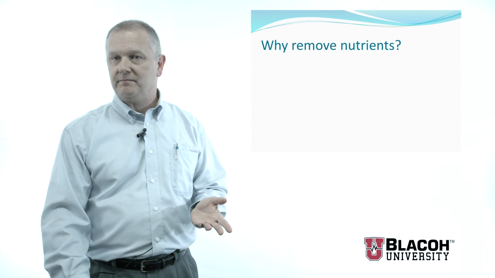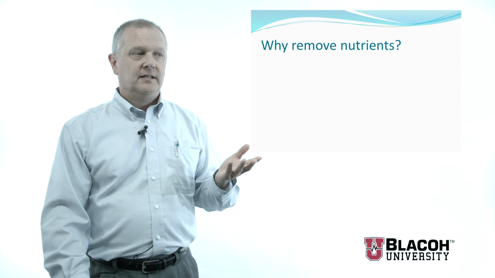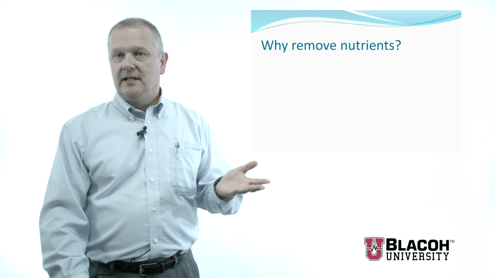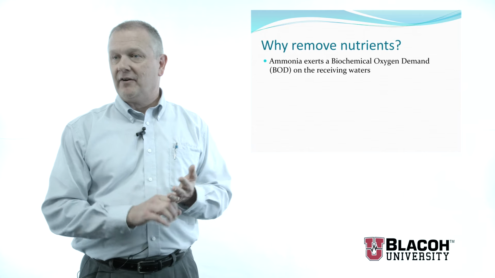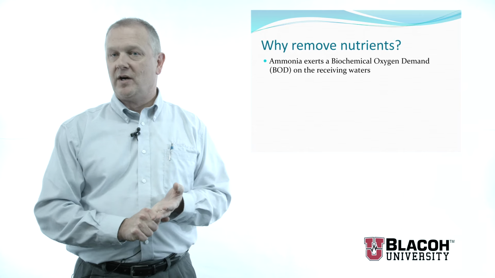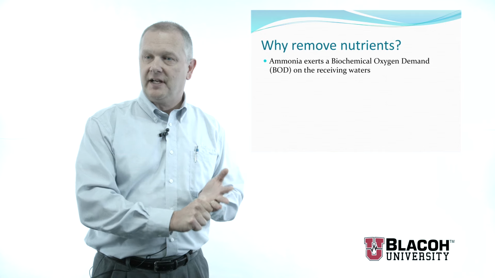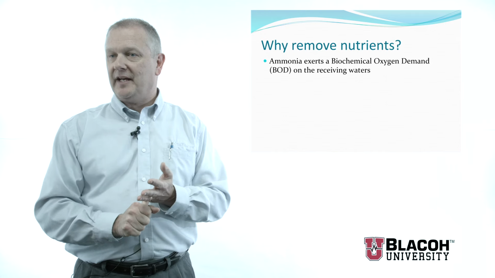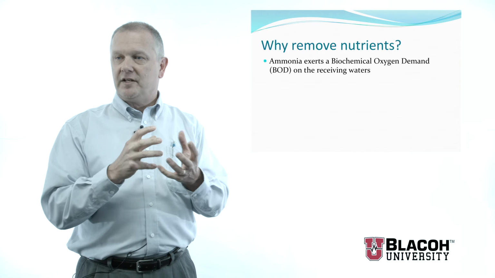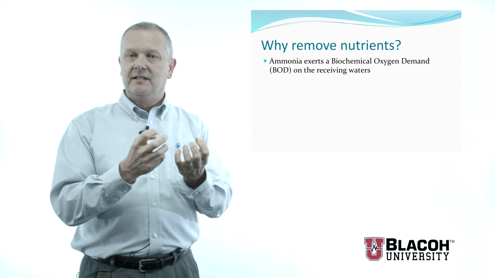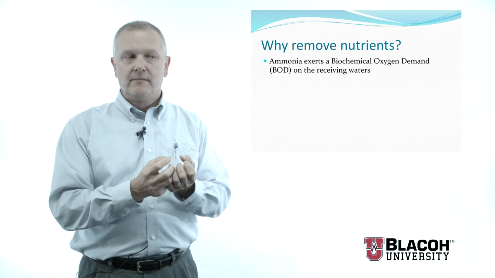Why do we want to remove them? Well, I talked about ammonia. Ammonia has a couple of problems in wastewater. First of all, it exerts a biochemical oxygen demand on water. If you saw our first session, I explained biochemical oxygen demand, which is a measurement of the amount of oxygen that it takes for microorganisms to biologically break down organic material.